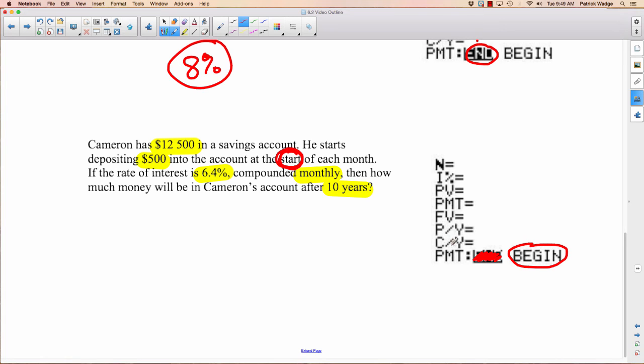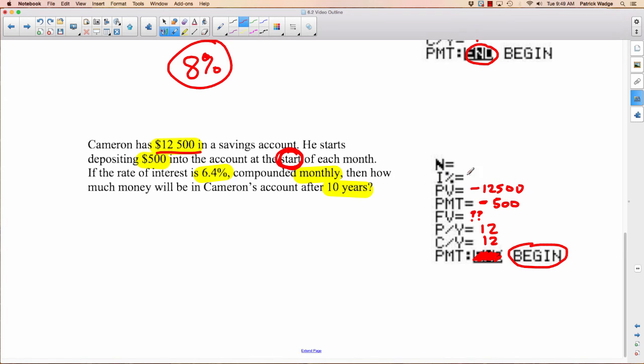Alright, compounding periods per year. It's compounded monthly, so 12 times per year. How many times is he paying? He starts depositing $500 into the account at the start of each month. Oh, so it's also 12. He gets 12 payments per year. The future value, that's what we want to know. We want to know how much money he ends up with. The payment, how much does he put in each month? $500. He's taking that out of his pocket and putting it into the bank, so negative $500. Present value, what's he start with? $12,500. Again, that's out of his pocket into the bank, so negative.